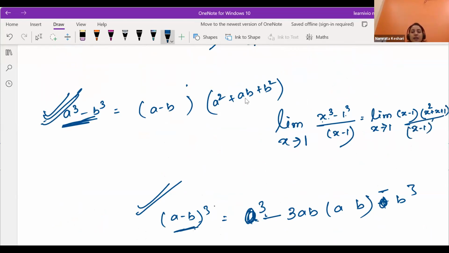तो ये हम यहाँ से देख पा रहे हैं x minus 1 कैंसिल हो जा रहा है और अब अगर हम 1 पुट कर दें, अब हमारे पास जो सिंप्लीफाइड वर्जन है उसमें 1 पुट कर दें, that is 1 square plus 1 plus 1. तो हम देख पा रहे हैं कि हाँ हमारा आंसर 3 आ रहा है. आया ना?